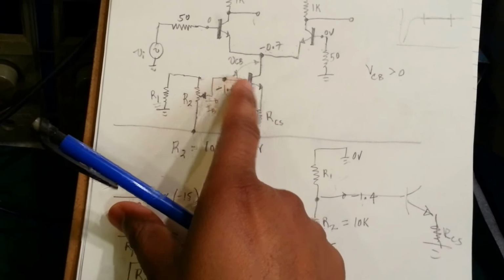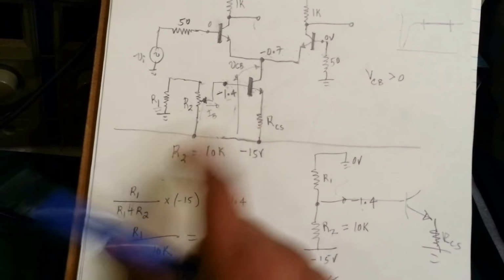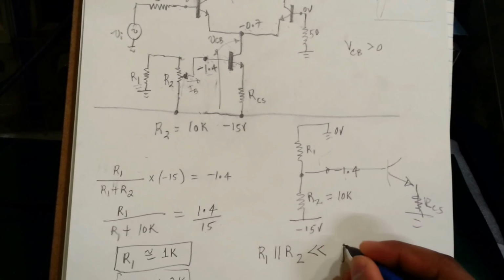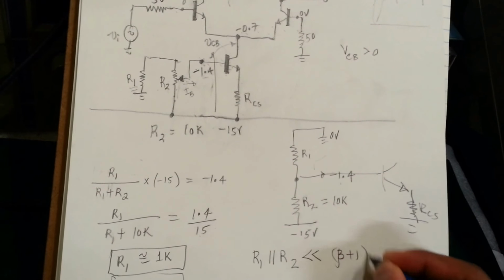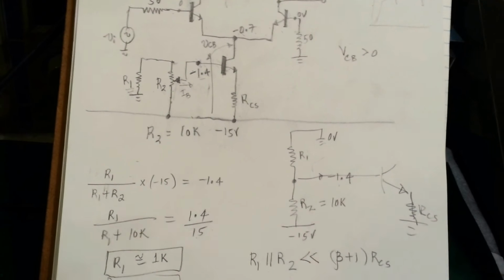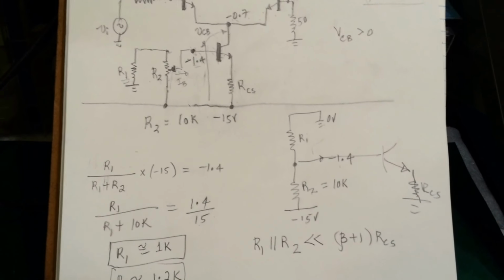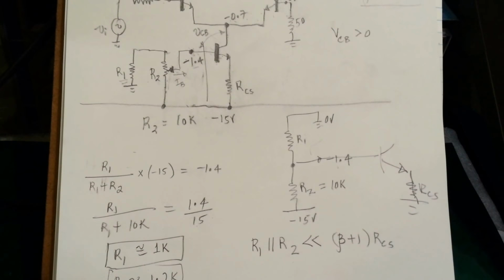The impedance looking into here is what? Beta plus 1 multiplied by RCS, right? So what do we have? One condition is beta plus 1 multiplied by RCS. If we do this, then we'll make sure that the loading effect of the base current is ignored.